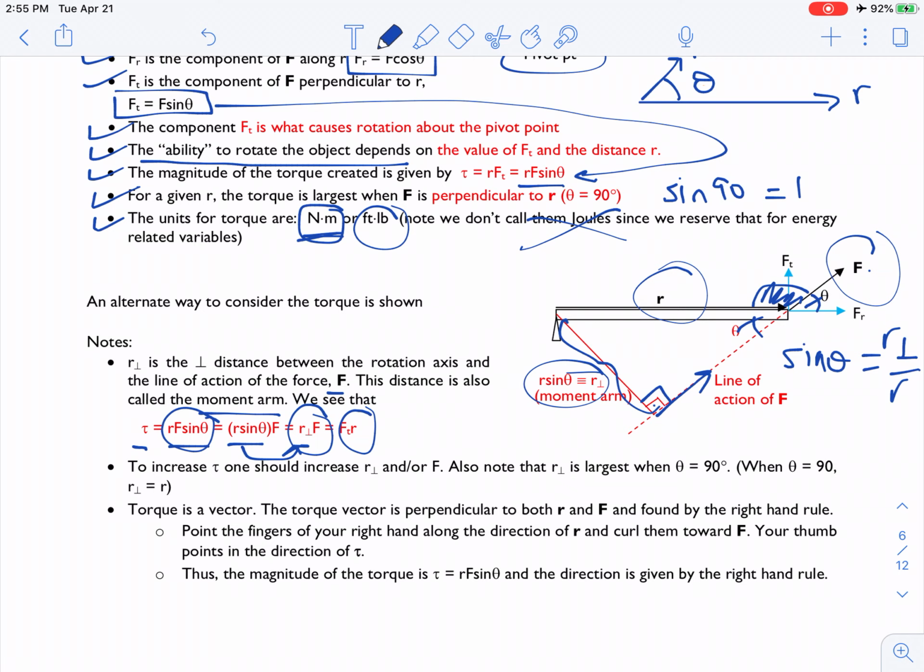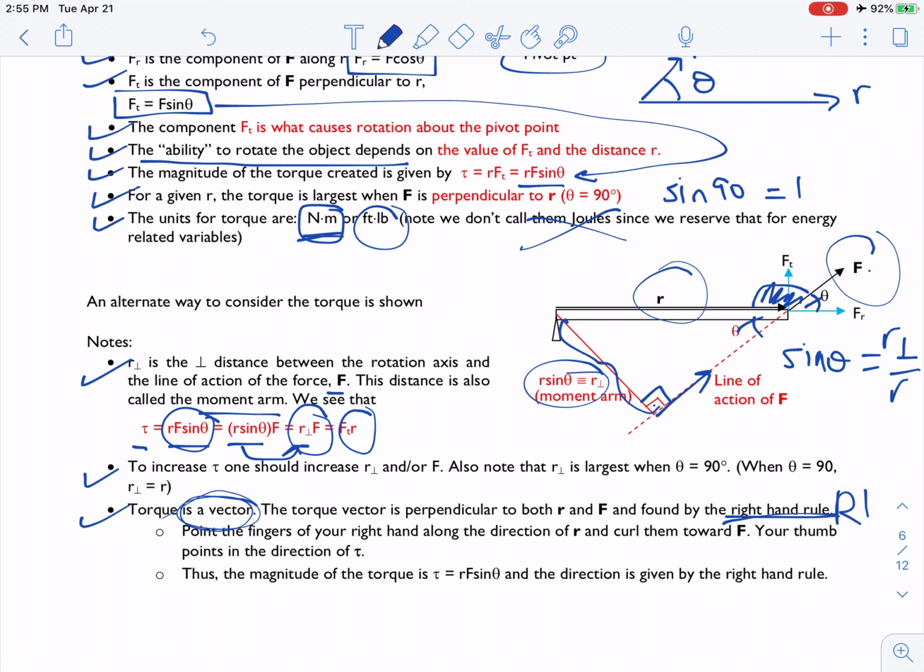And most importantly, torque is a vector. Okay, this is very important. Work done was a scalar. It's a form of adding or subtracting energy from the system. But torque is a vector, it's not energy. The torque vector is perpendicular to both R and F and found by the right-hand rule. I started talking about the right-hand rule earlier, and we're going to do a lot of right-hand rule in the torque section. And how do we do that?